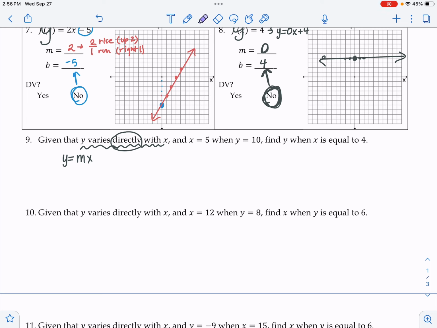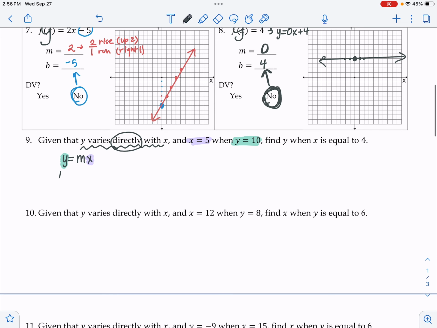Now they're giving you a point. They're telling you x equals 5 when y equals 10. Okay, they're giving you that point so that you can plug in those numbers for x and y and solve for what m is. So in this case, they said y was 10 when x was 5. I'm going to put it in parentheses for multiplication. Actually, I think I'm just going to use the dot.